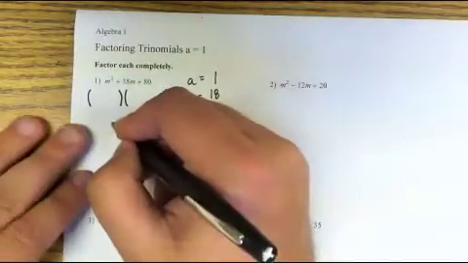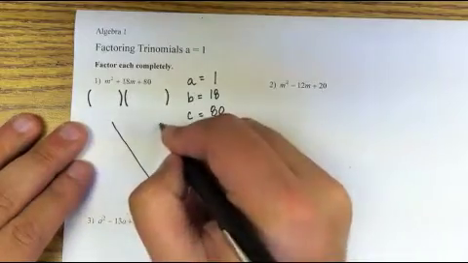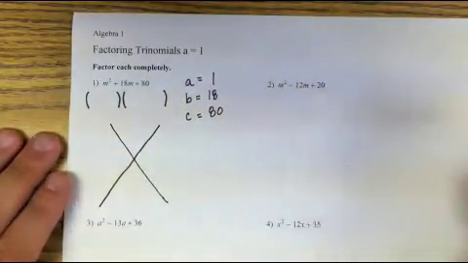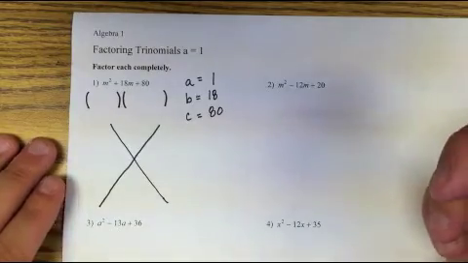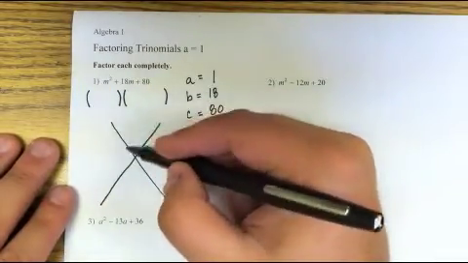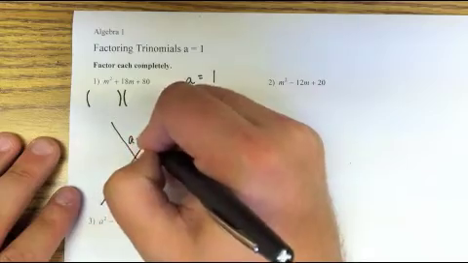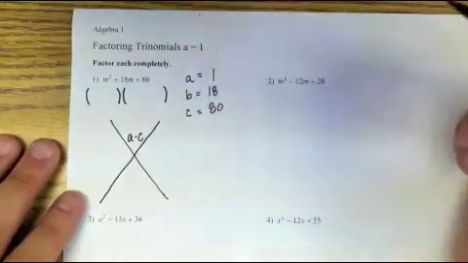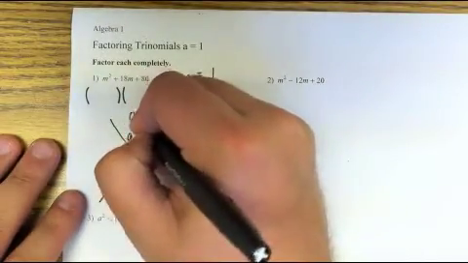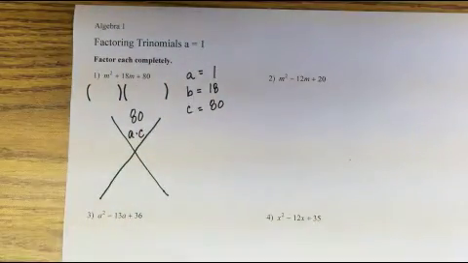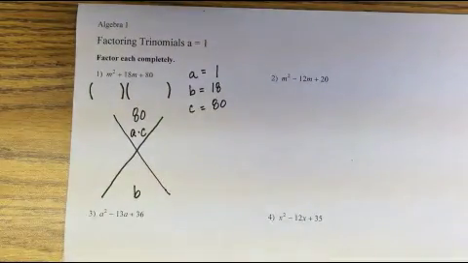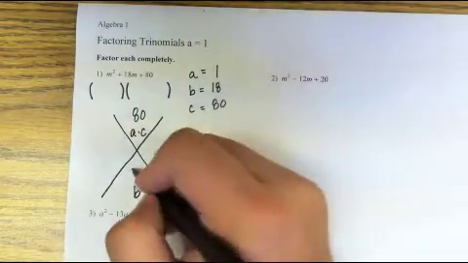Now we need to set up our big X. So you'll make a big X on your paper. And I just say big X just because it's nice to organize it. Okay, now remember, what's this top region going to be? Right, it's A times C. So 1 times 80 gives you 80. What's the bottom region going to be? Well, that's just B. And 18 is actually the number for B.